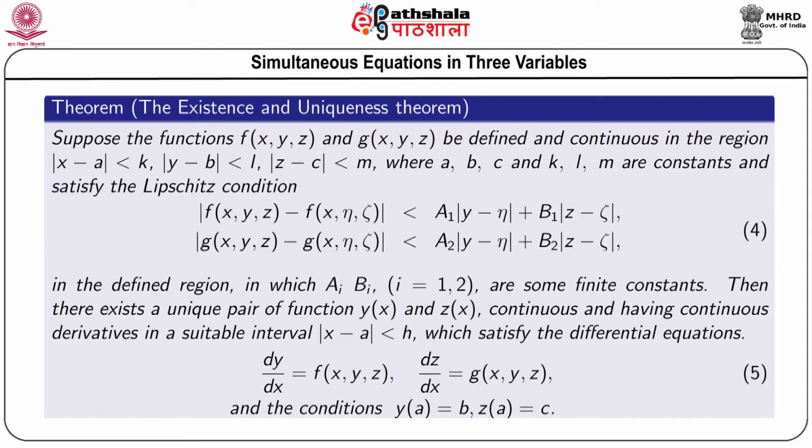So, if this Lipschitz condition is satisfied, then the given system of equations, that means the equations dy by dx equals f of x y z and dz by dx equals g of x y z, has some solution which is continuous and has continuous derivatives in a suitable interval mod of x minus a less than h, and this solution also satisfies the initial conditions y at a equals b and z at a equals c. So, this is an important theorem regarding the existence of solutions of a simultaneous differential equation. If these conditions are satisfied, then only the simultaneous equation has some solution.